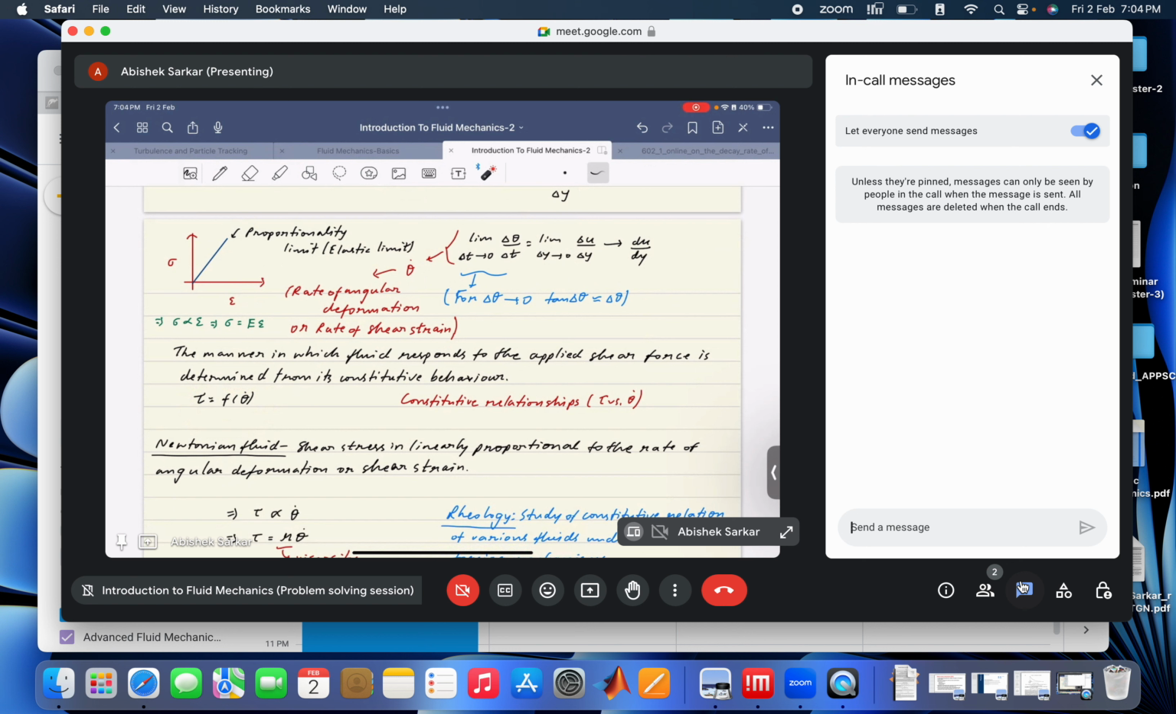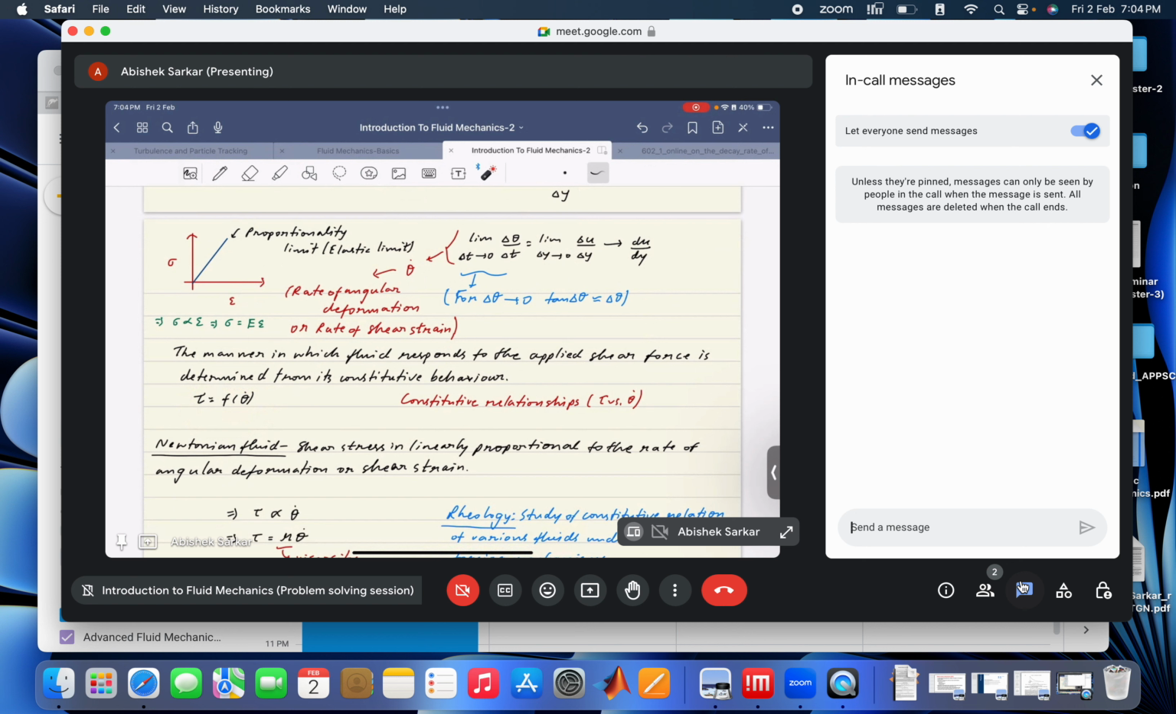Okay, just the difference in this term. It says shear strain rate, shear strain, or normal strain, whatever the entity you want to correlate, but this is what it is. So just know the difference.